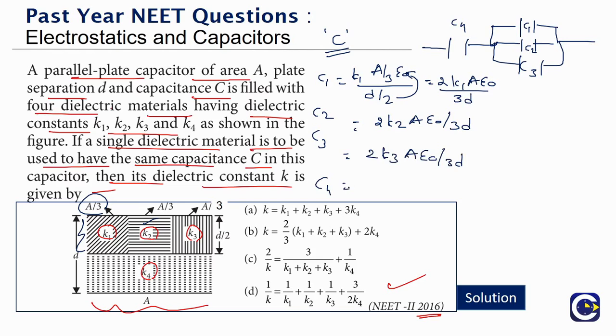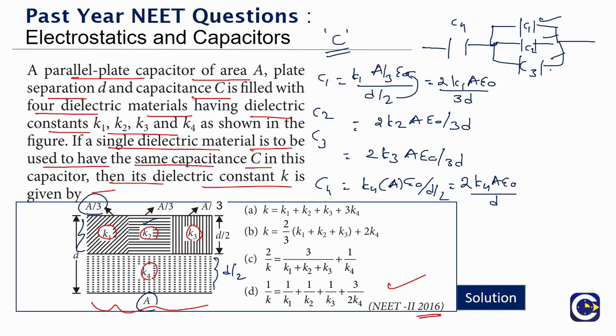But what about the C4? In C4 case, area of cross section is A. Separation between the plates is what? D by 2. Which means it will be what? K4, area of cross section is A, epsilon naught divided by D by 2. Which means what? 2 will go to the numerator. 2 times K4 A epsilon naught by D. This is C4. Now C1, C2, C3, they are parallel.